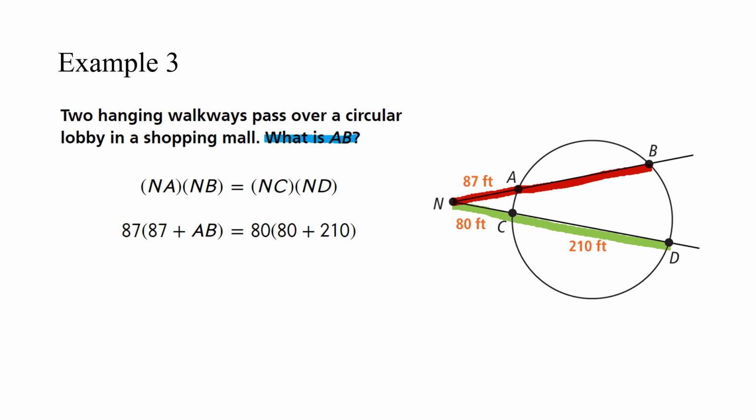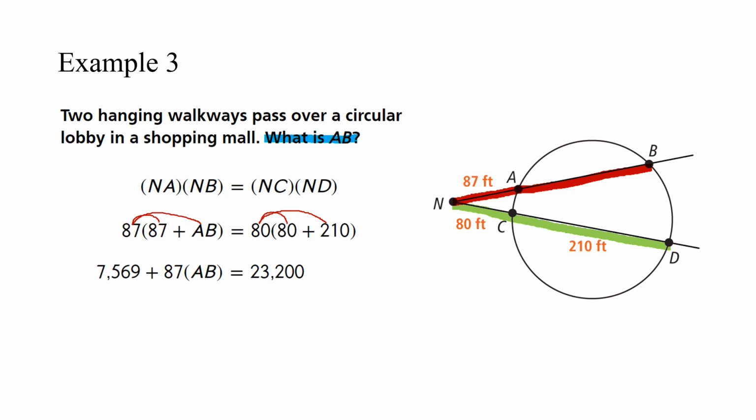NA is going to be 87. NB is 87 plus whatever AB is. And that's going to equal 80, because that's what NC is, 80 feet. And then ND is 80 plus 210. Using the distributive property, which is 87 times 87, 87 times AB, and then on the right-hand side, 80 times 80, 80 times 210, you're going to get 7,569 plus 87 times AB is going to equal 23,200.